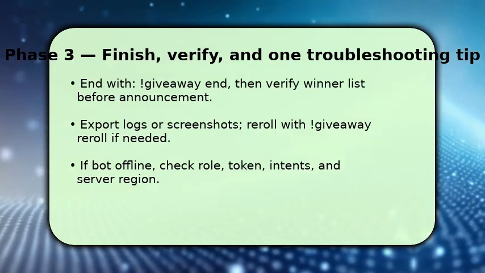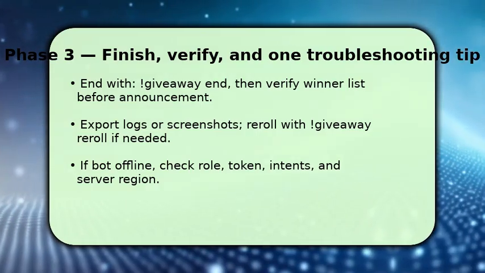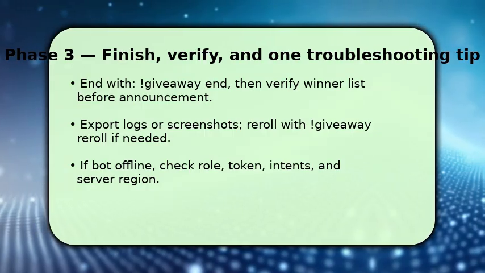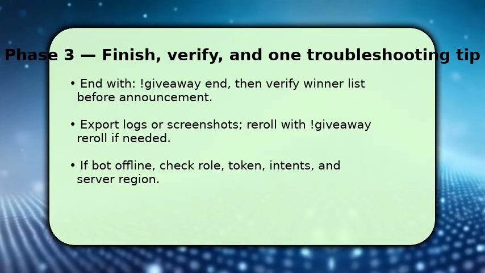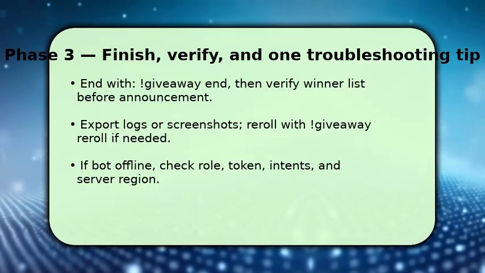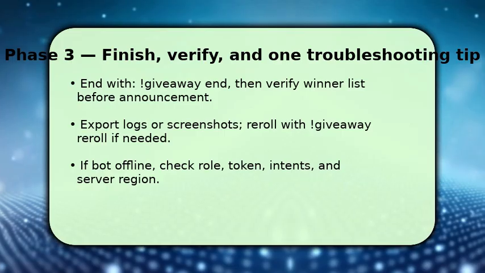If something goes wrong, like no winners or the bot offline, check permissions, bot token, and privileged intents, then rerun a selection with giveaway reroll. If problems persist, restart the bot process or re-invite with correct scopes.